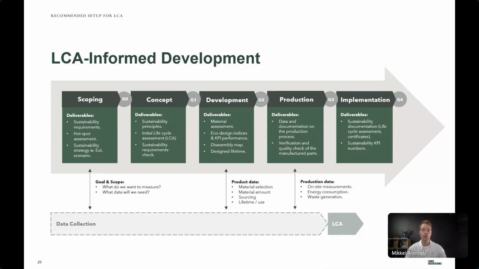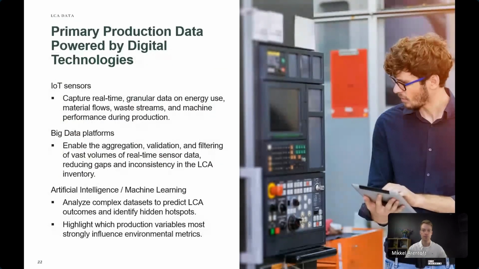During the production, data is collected from on-site measurements, such as energy consumption or waste generation, which is also input into the lifecycle assessment. By having the data collection in mind when developing the product, you ensure that the development team makes informed decisions, as well as gather the data needed for LCA, so it's readily available when you need it for the final reporting of the LCA study. As an example of working with data during the production process, it could be implementing IoT sensors that monitor and collect data on the production machines. It could be feeding large amounts of data into platforms and analyzing it using machine learning or AI. This will enable you to identify hidden hotspots and also highlight which production variables most strongly influence your environmental metrics.